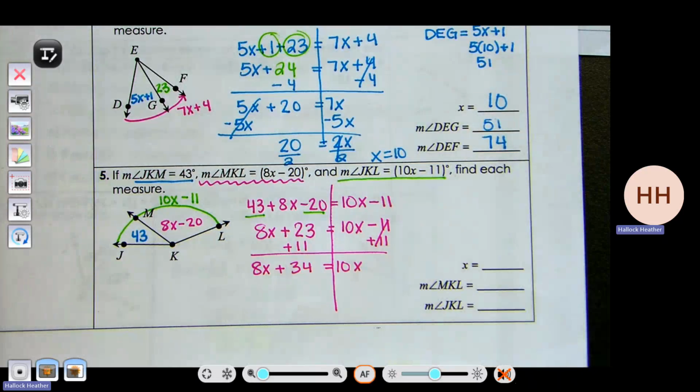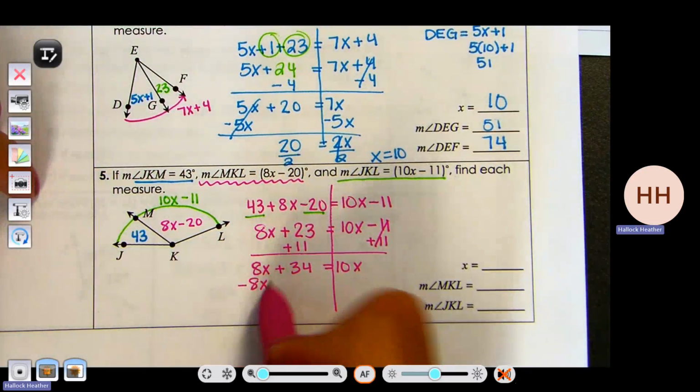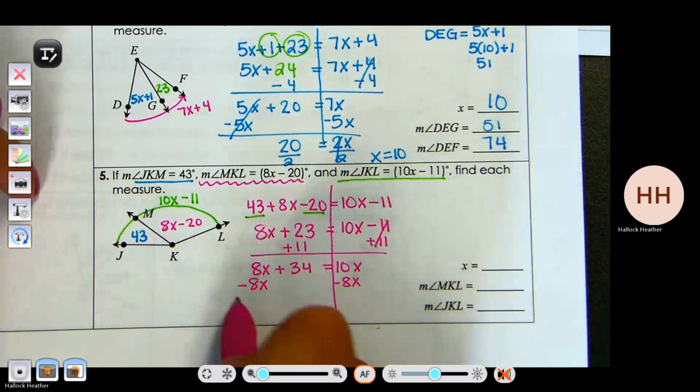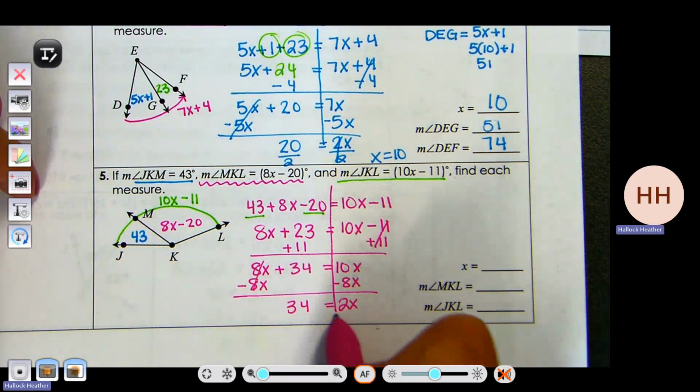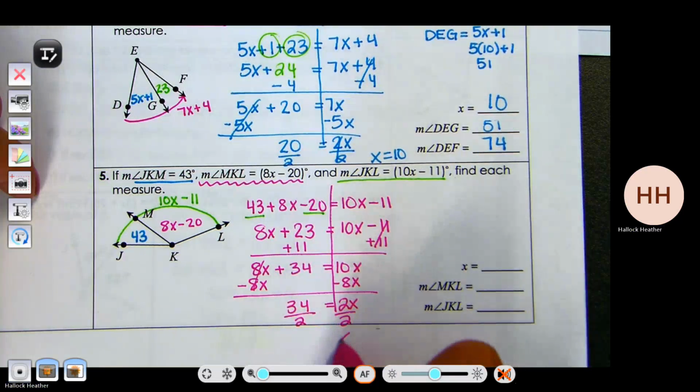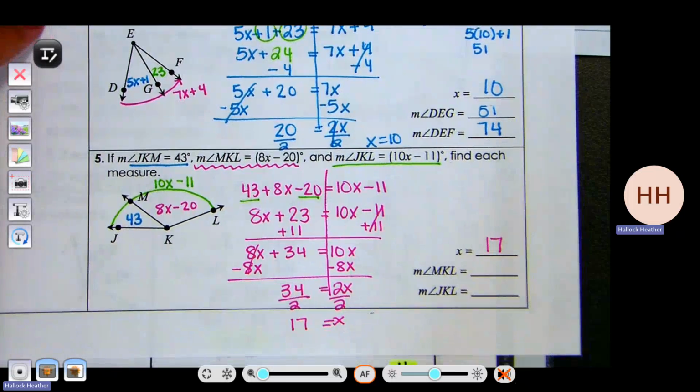And then because I chose to move the 11, what's going to move now? The 8. So I'm going to minus it because it's positive. So 34 equals 2x. Divide by 2. And you get x equals what? 17. And then you got to plug it back in.